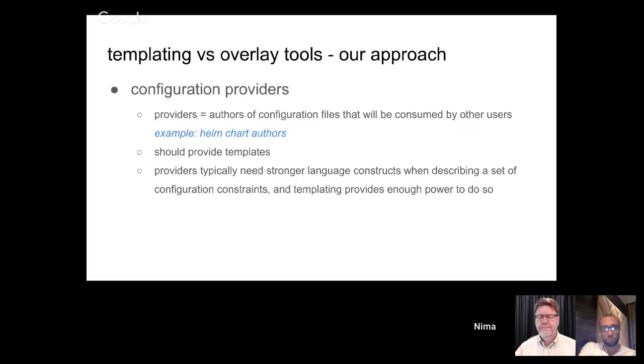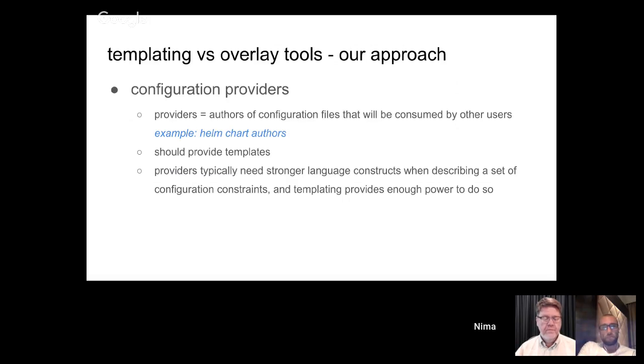So in order to do so, we actually identified two different groups of stakeholders as the primary stakeholders when deploying Kubernetes applications. One group of stakeholders are the configuration providers. And these are the authors of configuration files and the authors of the applications that you want to deploy to your Kubernetes cluster. You can think of them as those who provide Helm charts for a particular deployment.